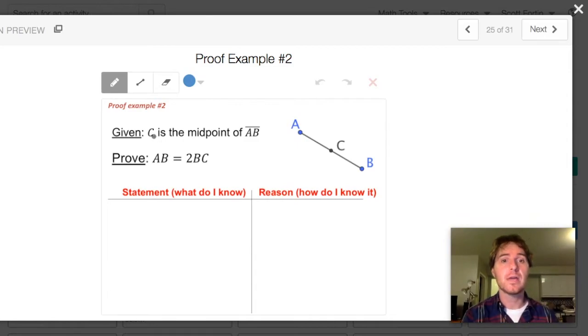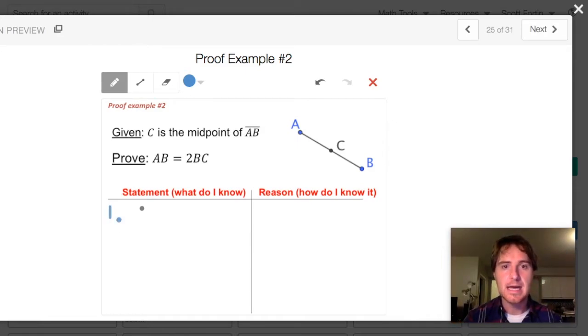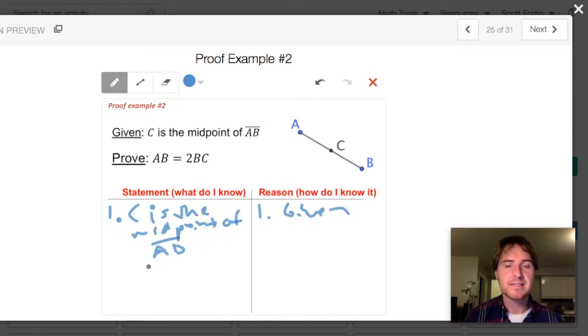Proof example number 2. Okay, so check this one out here. Given C is the midpoint of segment AB, let's do it together. Let's do it nice and quick. Statement number 1, what am I going to write? Well, I'm going to write that C is the midpoint of AB, because 90% of the time, what's your first step in a proof? It's the given. All right, next step. Who's got my next step?